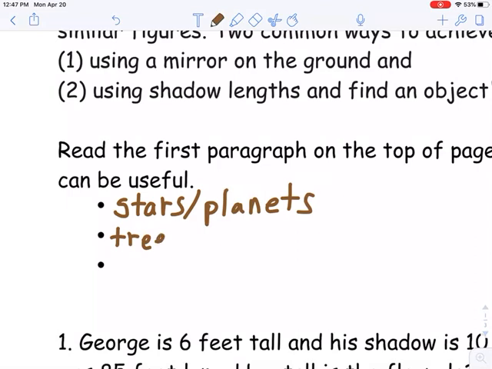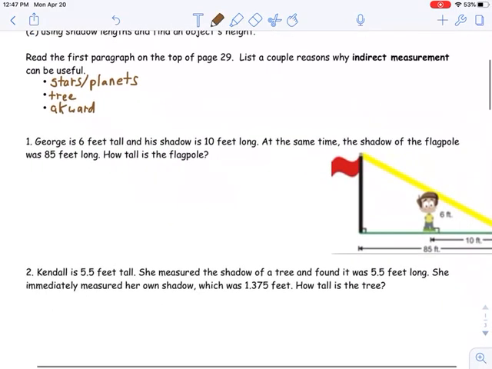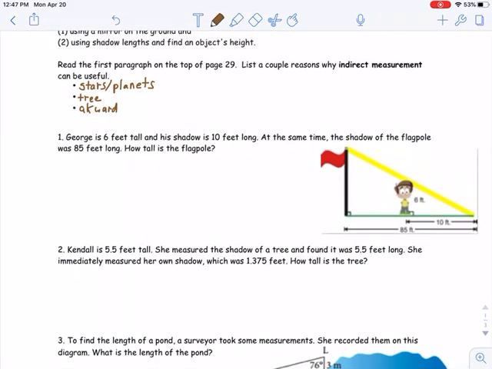Maybe something awkward like a tree. How do you measure the top of a tree? Well, it's kind of hard to do, but you can use the shadow length of a tree and your own shadow, set up a proportion and all that stuff, or just a bunch of other awkward things. Maybe a really tall pole, a building, just a ton of stuff. And we're really going to dive into that using this stuff right here.